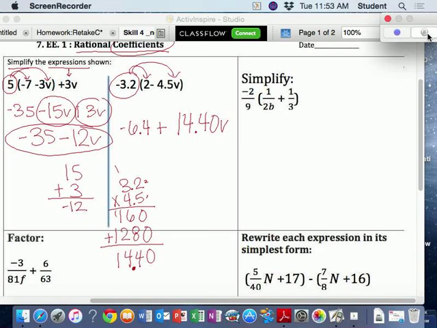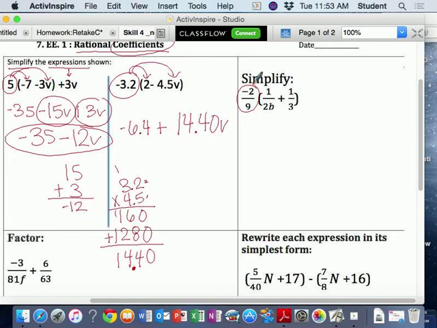Now I need to simplify, again using the distributive property, but this time we have fractions that we're going to have to use our operations on. So I circle my negative 2/9, and I'm going to draw my arrows to what I need to multiply by. The first one is negative 2 over 9 multiplied times 1/2 v. Okay, so 2 times 1 is 2, 9 times 2 is 18, and don't forget your variable. So now I have 2 over 18b.